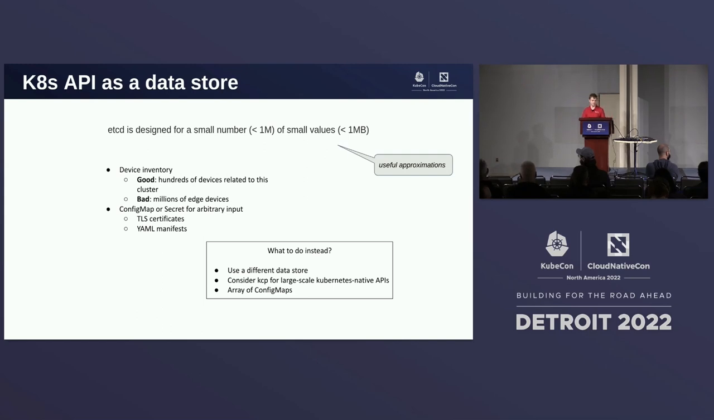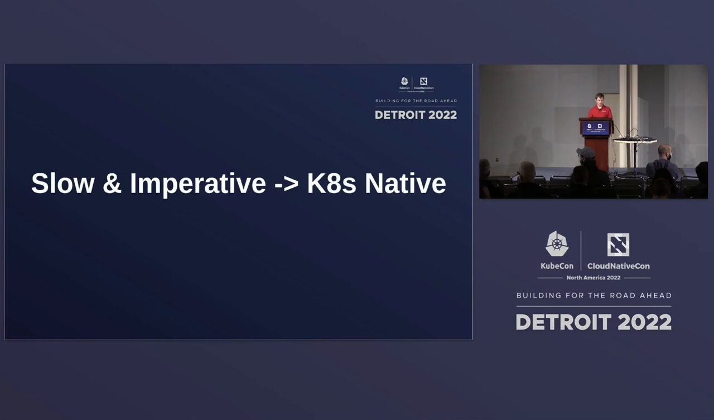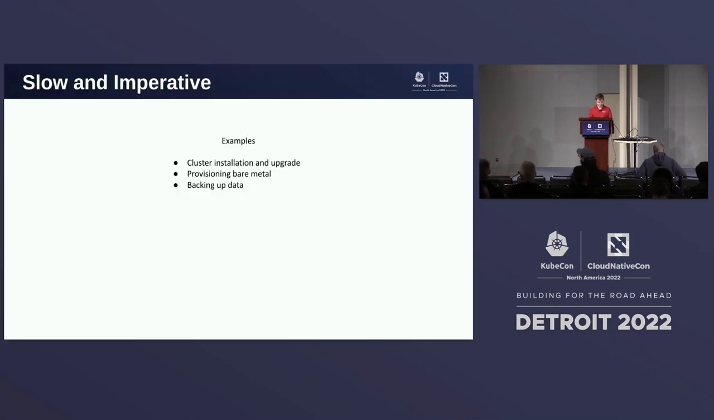If you really need to use config maps to take in arbitrary data, use an array. It's not beautiful, but it works. Okay. Number two, slow and imperative Kubernetes native APIs.